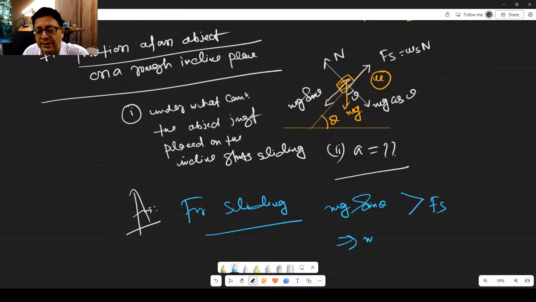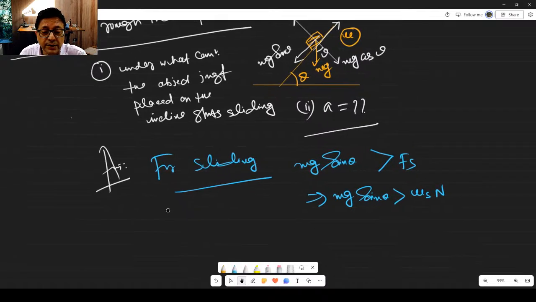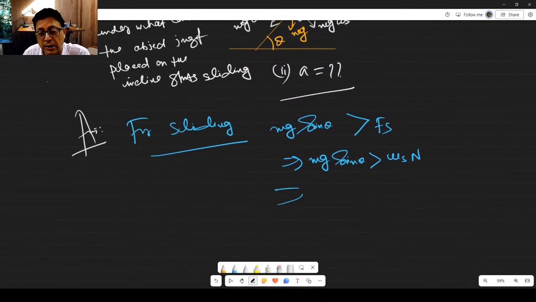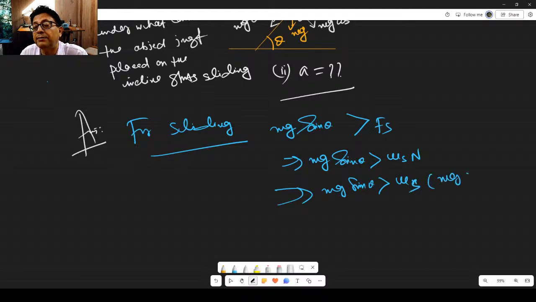So this implies mg sin theta should be greater than mu s into N. Okay. So this implies mg sin theta greater than mu s mg cos theta. So tan theta should be greater than mu s.